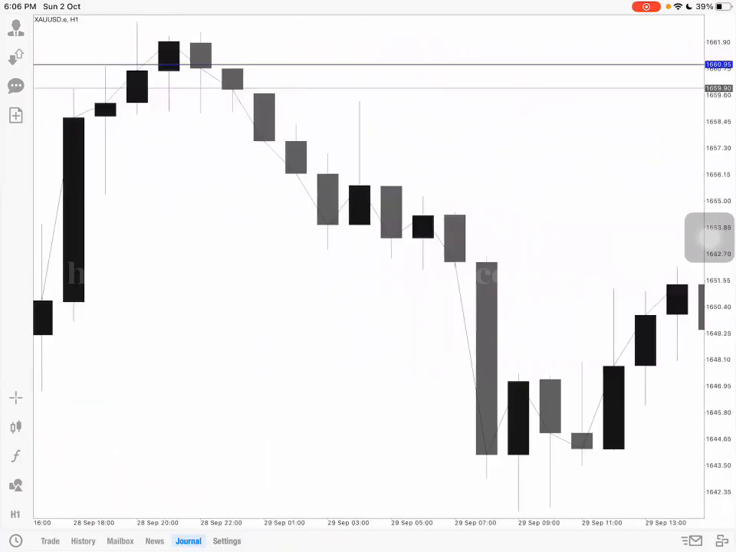So how do we find a re-entry? First of all, take the second level over here.